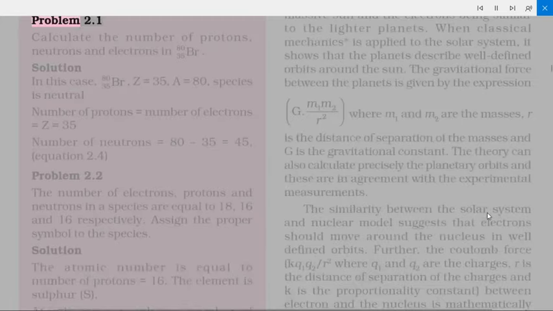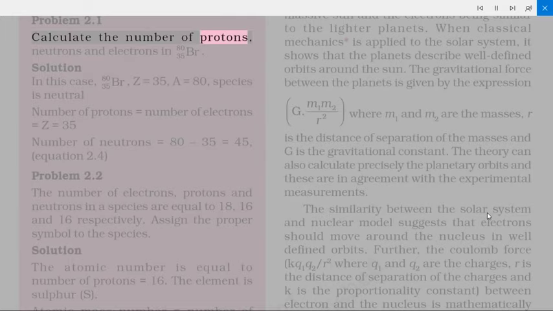Problem 2.1. Calculate the number of protons, neutrons and electrons in 80/35 Br. In this case, Z is equal to 35, A is equal to 80. The species is neutral, so the number of protons is equal to the number of electrons, which is equal to Z, that is 35. The number of neutrons is equal to 80 minus 35, which is 45.